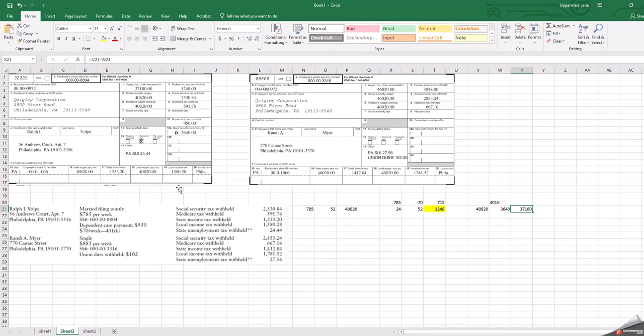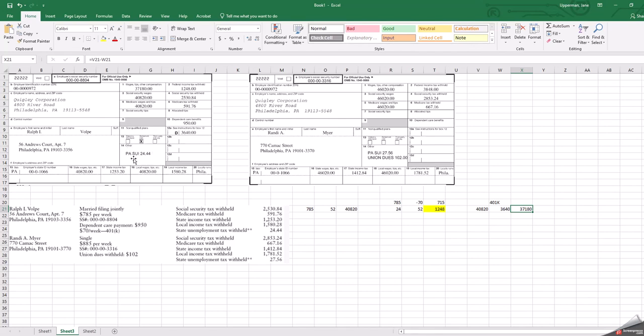Okay, then where do we show the IRS what we reduced it by? Down here in box 12A, we have a D, which represents the retirement savings, and we have the dollar amount, which is what we figured out over here, the $3,640. Then we check the retirement plan box, because again, that's what that relates to. So that box is always going to be checked.